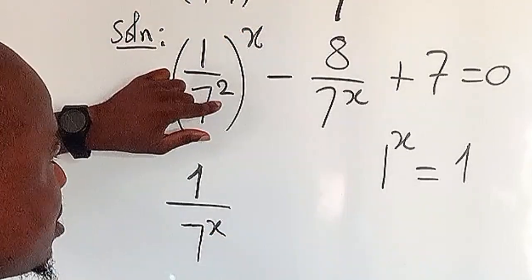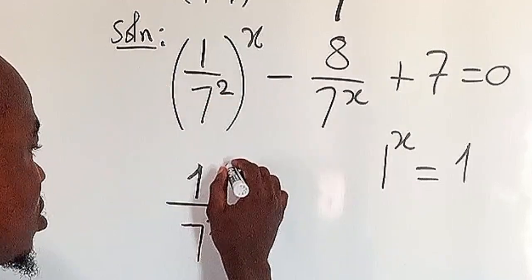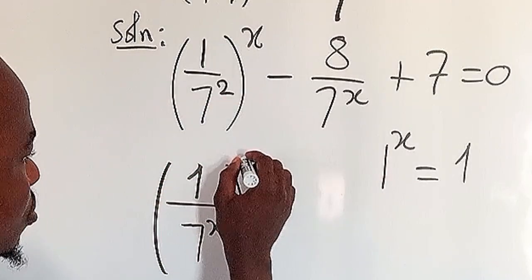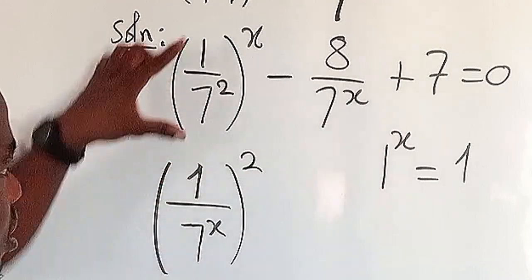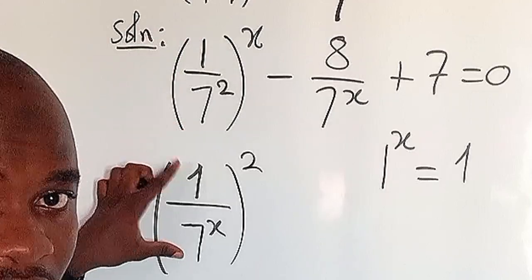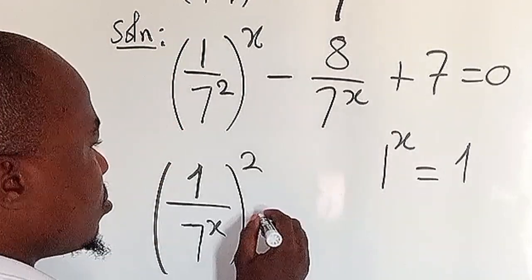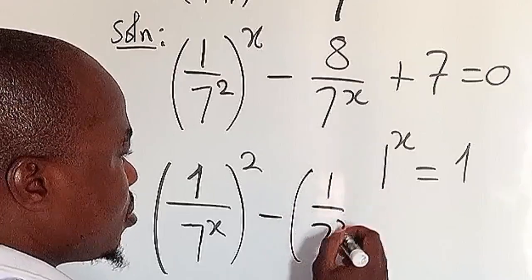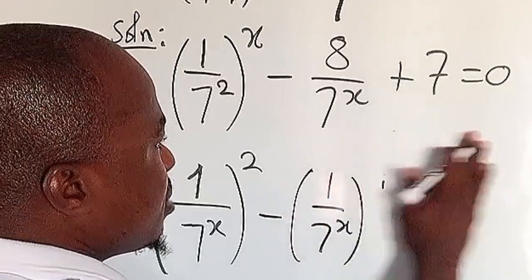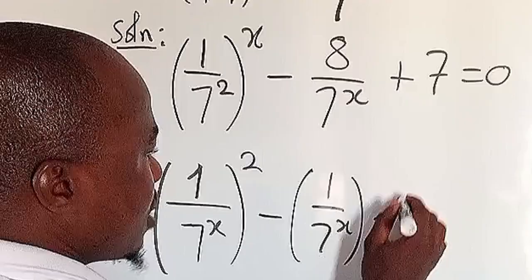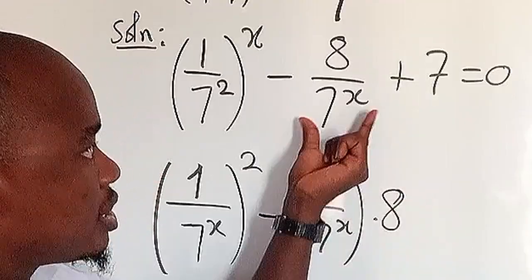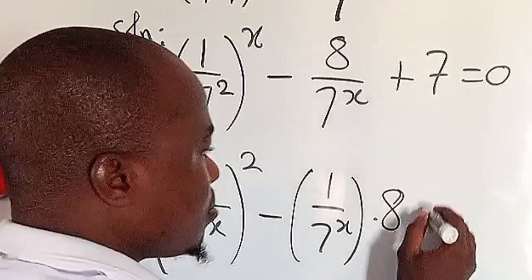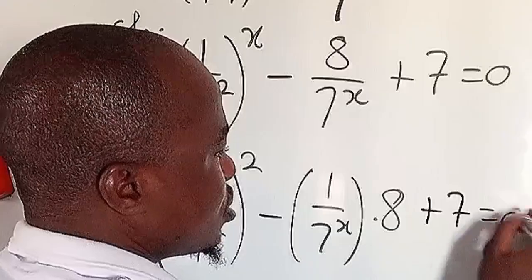And you know that this 7 is having power 2, so I'm going to take it out, and I'm going to have this. This is the same thing as this. Now minus, I can write this as 1 over 7 to the power of x, then multiply by 8. I put the 8 here. So I can split this one like this, then plus 7 equals 0.